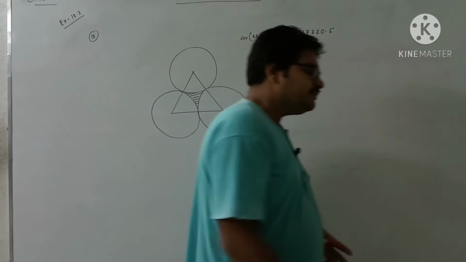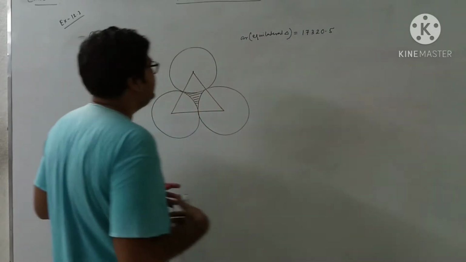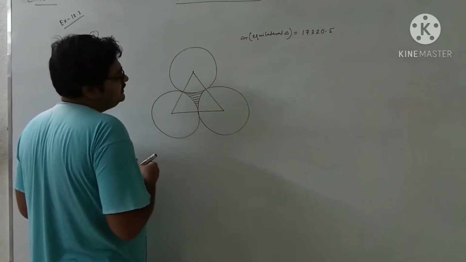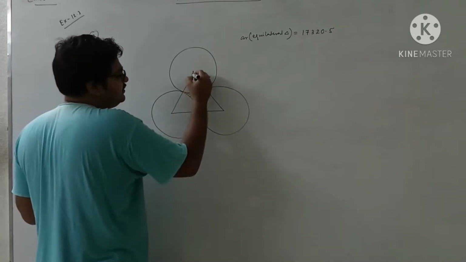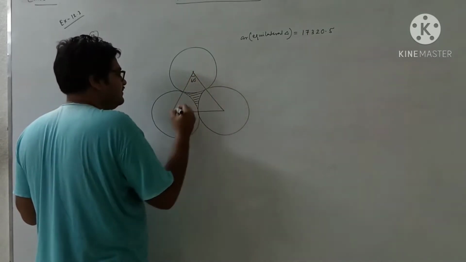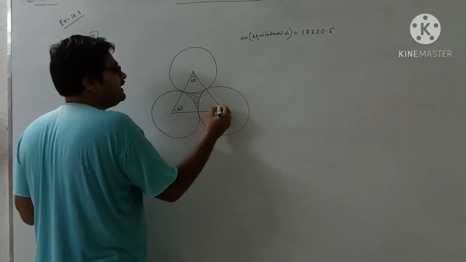Very easy. One thing just to think: here, this is an equilateral triangle. So this angle is how much? 60 degrees. Because in an equilateral triangle, each angle is 60 degrees.